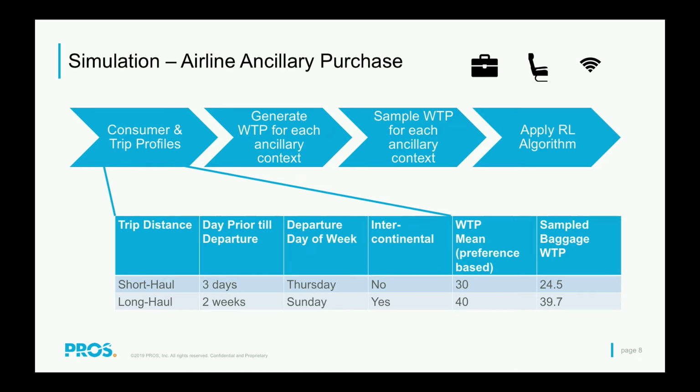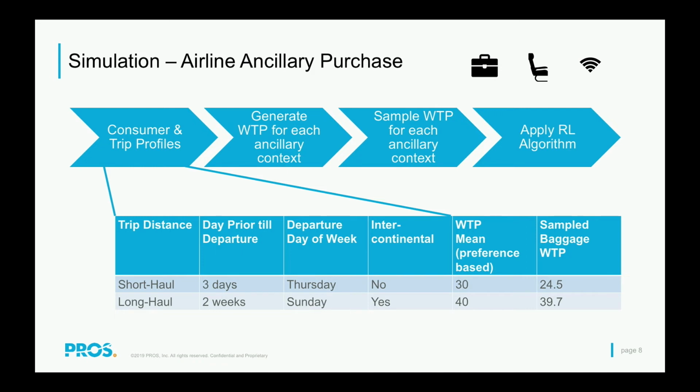So we basically simulate for that case. In the beginning, we first simulate the traveler and trip profiles. For example, whether this flight is short or long distance, and you book it 3 days before departure, and the flight is going to leave on a Thursday, and it's not a continental flight. And then based on that, we will sample a lot of these profiles or context for pricing.